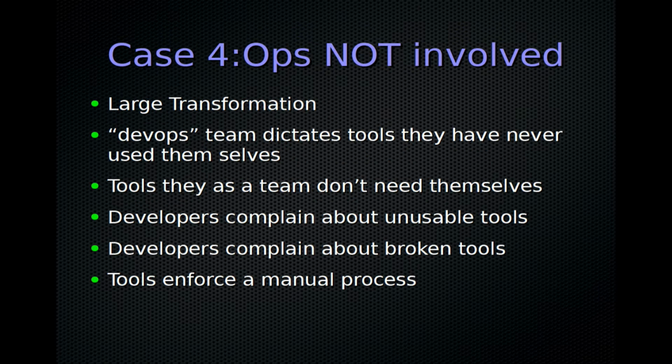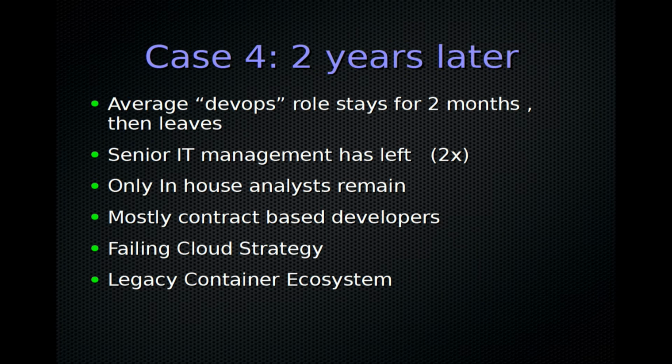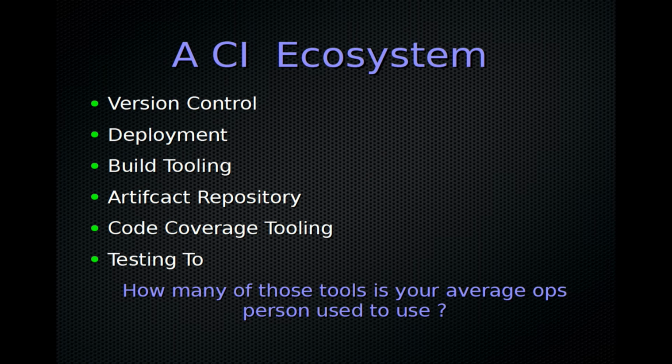Now, it can get worse. It can come to the point where you walk into an organization and 2 years into the transformation, the ops folks are nowhere there. They're a different legal entity in a different country, and even the DevOps coaches are not allowed to talk to them. So if you have an organization like that, the typical DevOps role, well, those people don't even get root access. They leave after 2 months. That organization was so bad that even their senior management left twice. And they got stuck with only in-house analysts and nobody actually doing things.